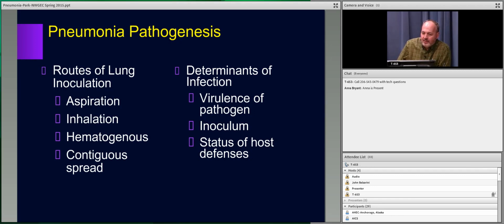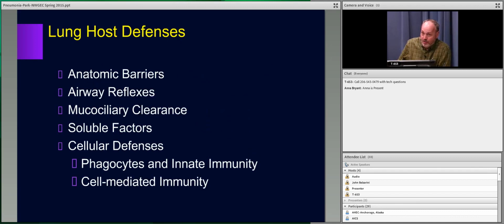Once you are inoculated, then what determines the likelihood of infection? A big thing is the virulence of the pathogen, the inoculum, how many bugs were inoculated, and a crucial thing that we focus a lot on in the clinical setting is the status of the host defenses. Okay? What are the lung host defenses, and what can we do about them?